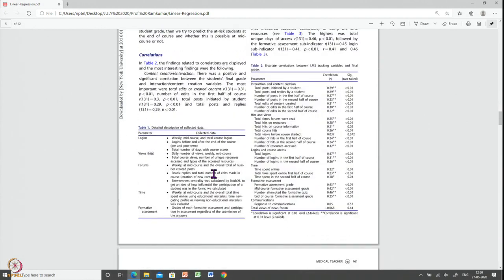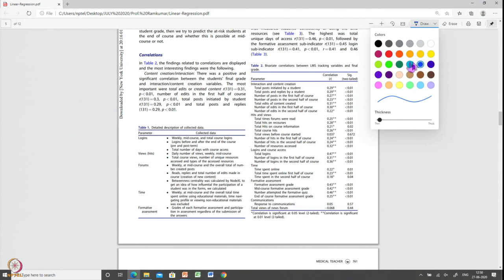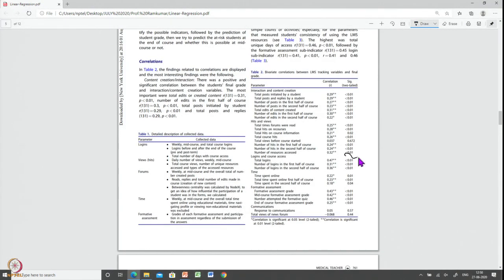So, what data are they collecting? The data they collected is in the blended learning approach, that is, they use MOOC and classroom. The data they collected is logins: weekly, mid-course, and total course logins, meaning how many times the student logs in a week, how many times before the mid-sem, the total login times, and logins before and after the end of the course exam. Like, did the student really want to understand it after the end sem?